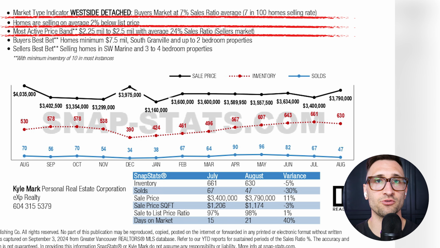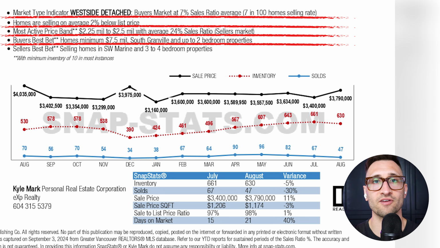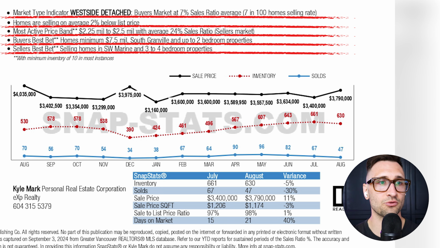Most active price band between 2.25 and 2.5 million in the 24% seller market condition range. Buyers' best bets: homes 7.5 million and above, which was the same case as last month's market report. South Granville and up to two bedroom properties. And as a seller, if you're selling homes in Southwest Marine and three to four bedroom properties, that is what the market is really getting themselves into right now.